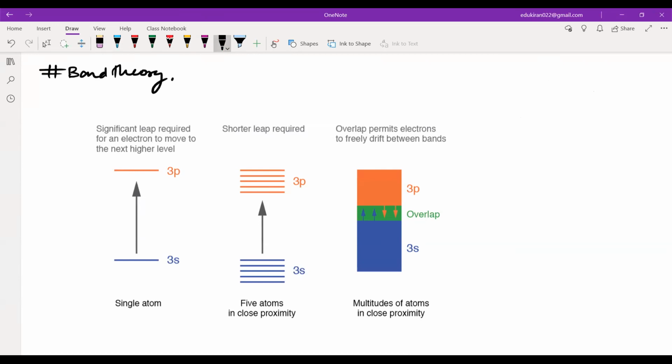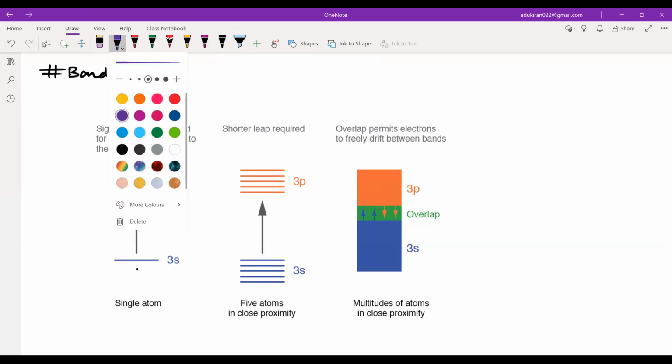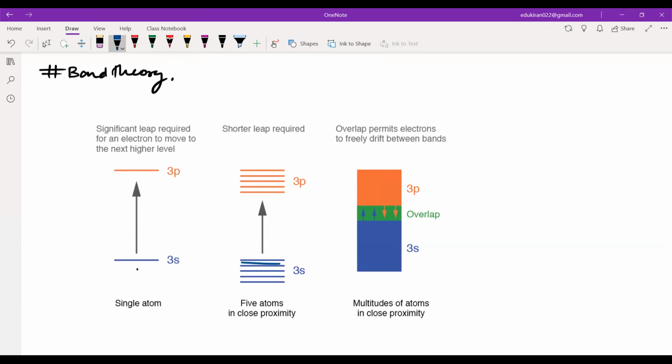Similarly here, if you have a single atom, you can imagine there is a 3s subshell and a 3p subshell. 3s will be lower in energy, and 3p will be higher in energy, obviously. If you have only one atom, then the atomic orbitals will look like this. If you have 5 atoms which are very close together, the atomic orbitals will mix and look something like this. And if you have a very large number of atoms, you can imagine a lot of blue lines in between also.